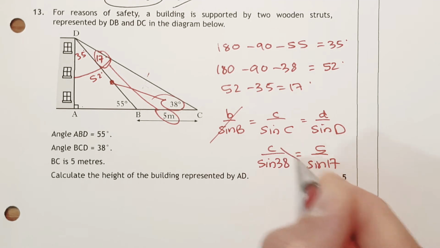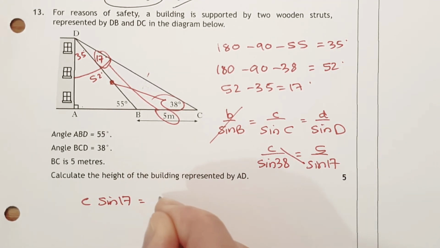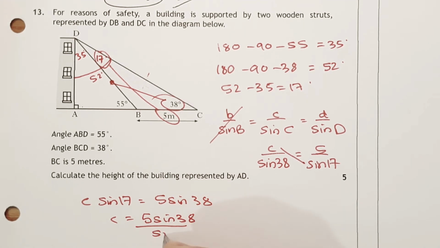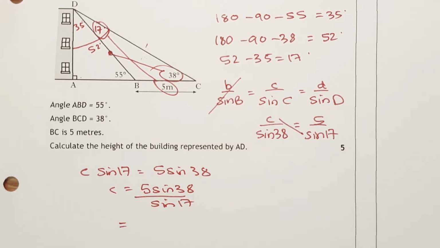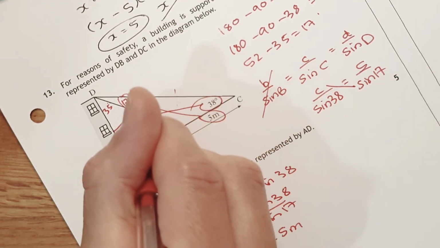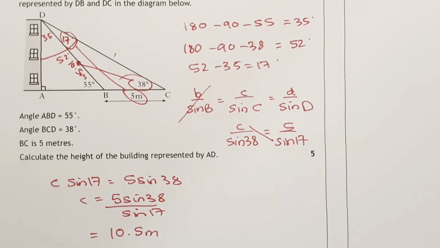Now, if we cross multiply those, you get C sine 17 equals 5 sine 38. Divide both sides by the sine 17. And that comes to 10.5 meters. Okay, so we can fill that in the diagram here. So 10.5 meters right there. Okay.